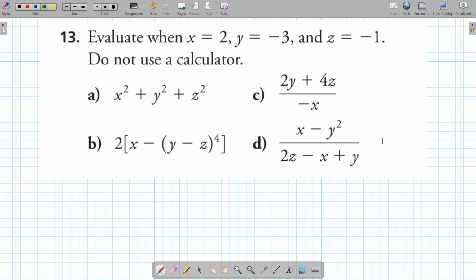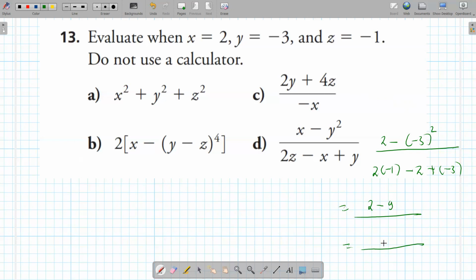So x minus y squared. So 2 minus y is -3 in a bracket squared all over 2 times -1 minus 2 plus -3, like that. -3 to the power of 2 is 9. Yes. And then 2 minus 9 is -7. Yeah, that's in the numerator.